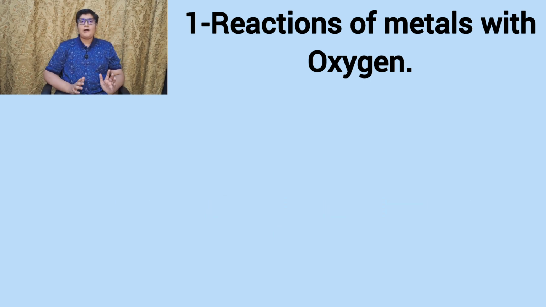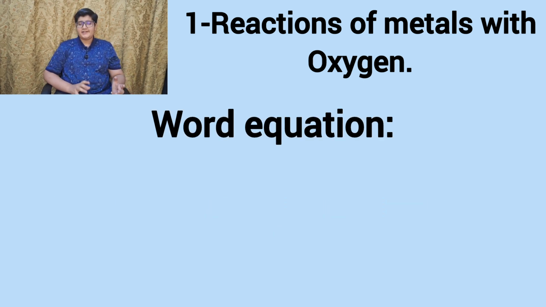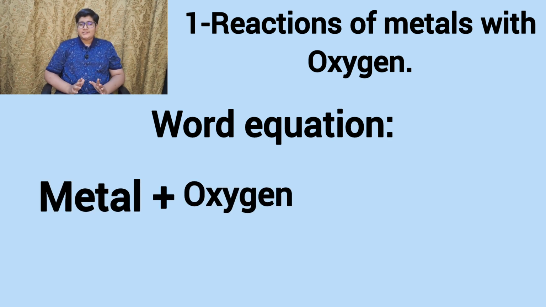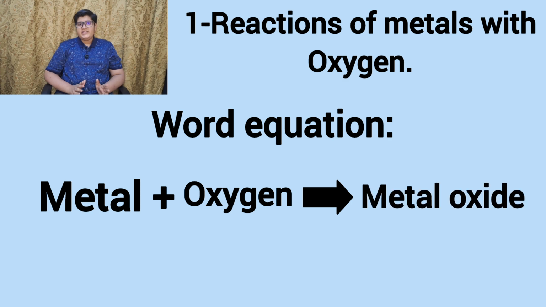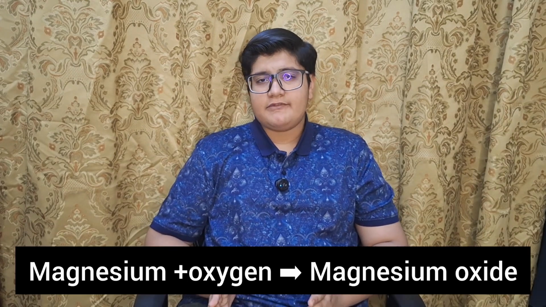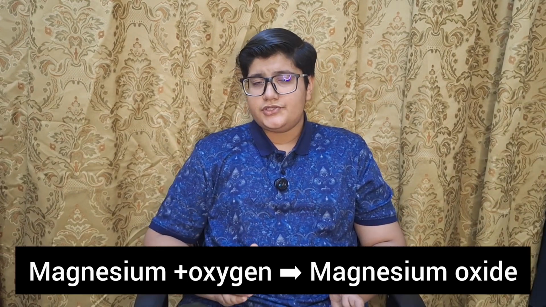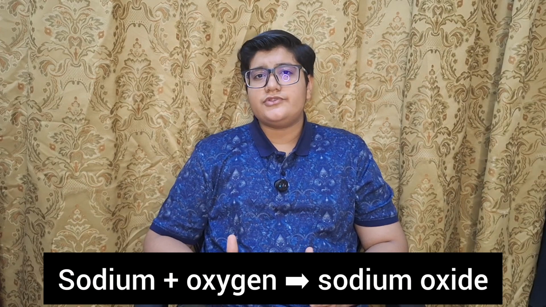Now let's talk about the word equation for a metal reacting with oxygen. So the word equation is metal plus oxygen, and we will not write an equals sign, we will write an arrow sign, as in word equations of chemicals. So metal plus oxygen gives metal oxide. All the metals will be written in the same format. For example, magnesium plus oxygen gives magnesium oxide. Sodium plus oxygen gives sodium oxide.